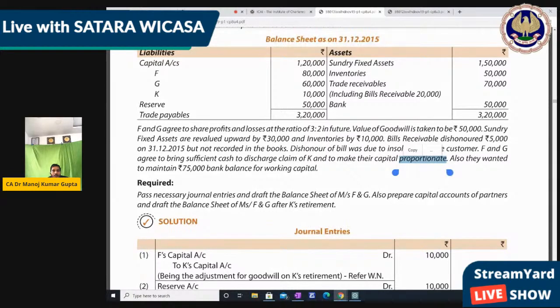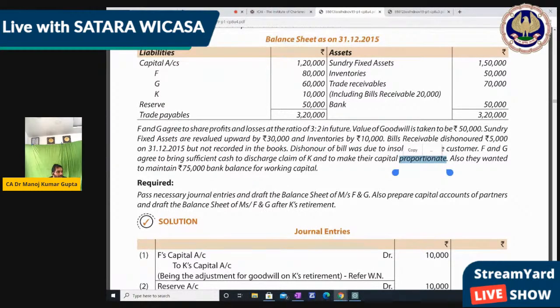Also, they want to maintain rupees 75,000 bank balance for working capital. Okay, so that is 75,000 they want as bank balance. That means this time the bank account also needs to be prepared, because whatever shortage of cash there is will be brought in by the remaining partners. Not only paying for K, but also maintaining the balance in the cash account, 75,000, right?